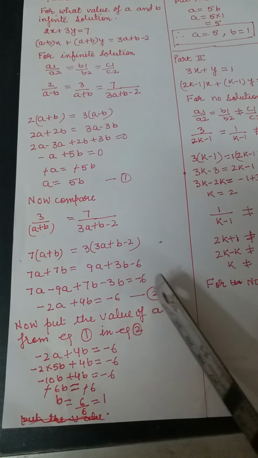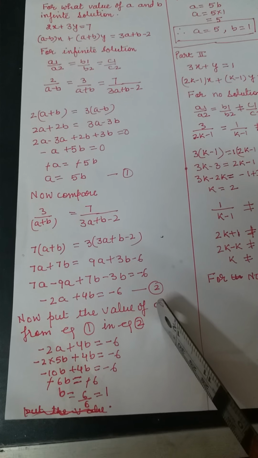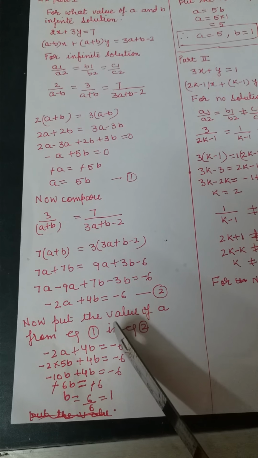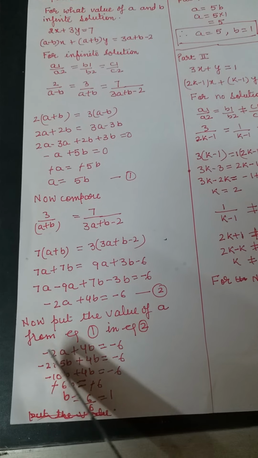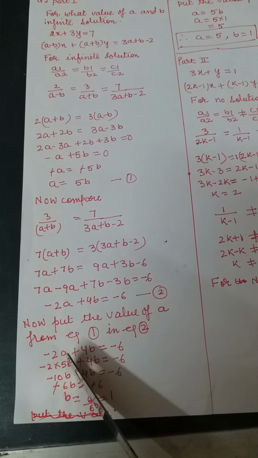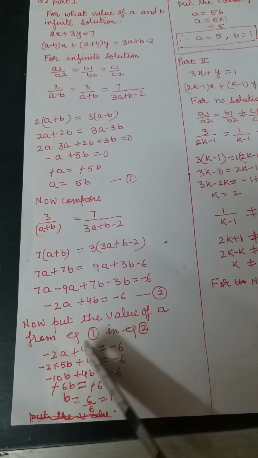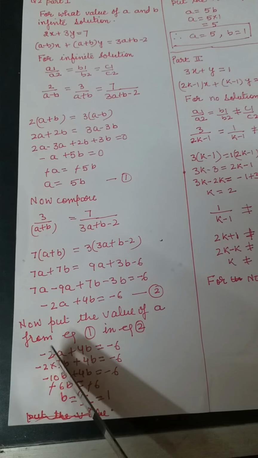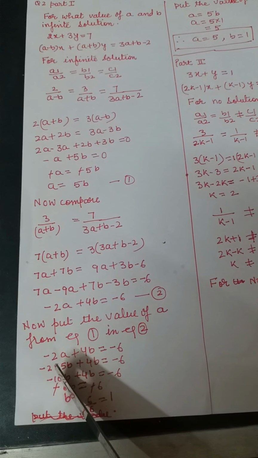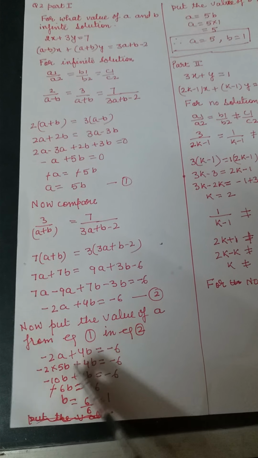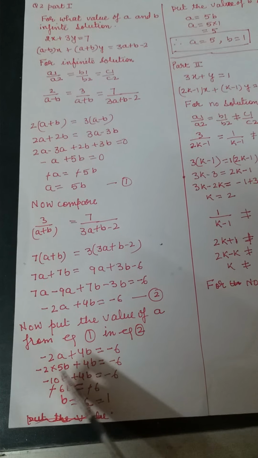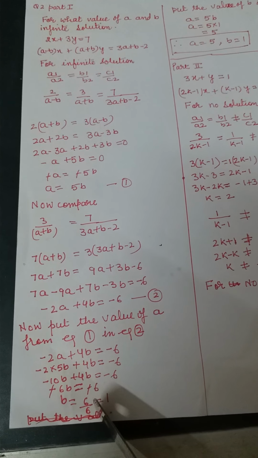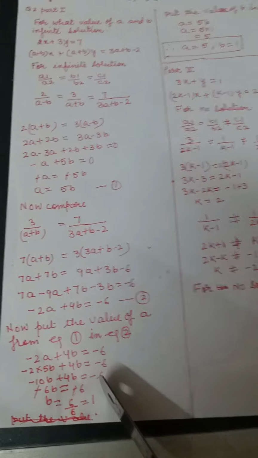Now put the value of a from equation number 1 in equation number 2. Equation number 2 was minus 2a plus 4b equal to minus 6. Then in place of a, 5b will be written, minus 2 times 5b plus 4b equal to minus 6. Then multiplying minus 2 by 5b, it will be minus 10b plus 4b equal to minus 6. Then minus 6b equal to minus 6. Then b will be equal to 6 upon 6. Then the value of b has come 1.